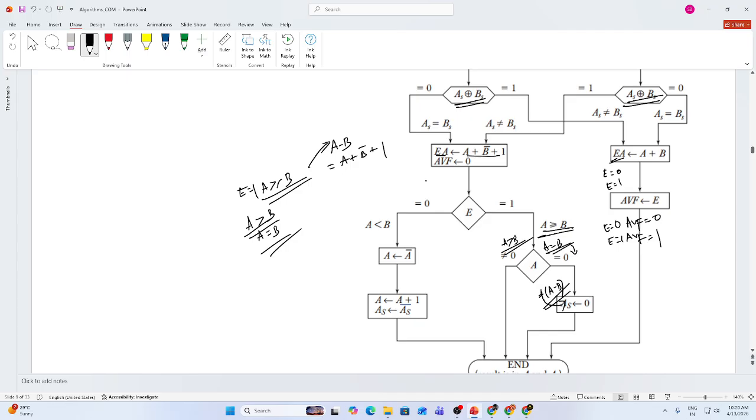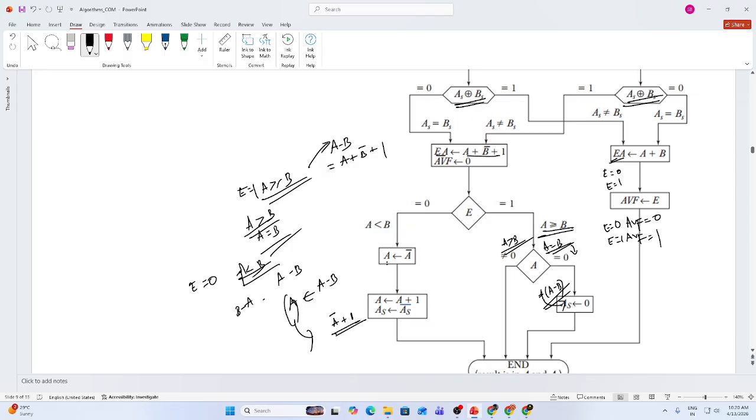Now, if I don't get an end carry, what is the meaning? A is less than B, right? In this case, what do I need to do? I need to do B minus A, but I did A minus B. The A minus B result is put in A, right? How to get back B minus A? Just take the 2's complement of this A value. How to get the 2's complement? Just take the 1's complement and add 1. This is what I do.